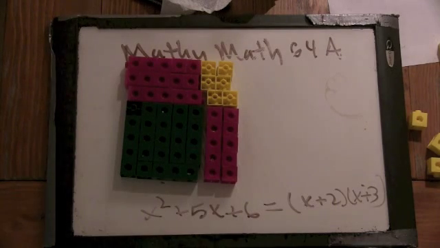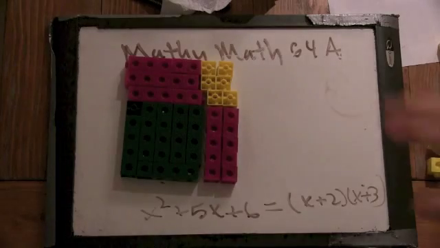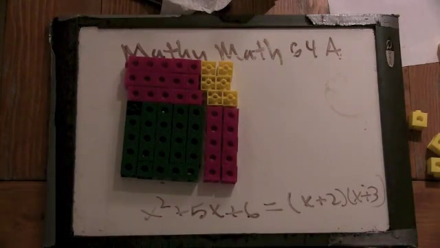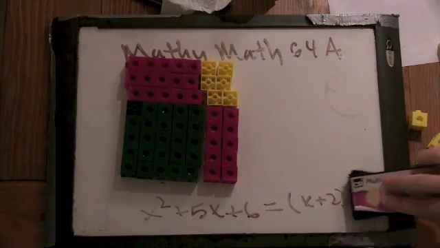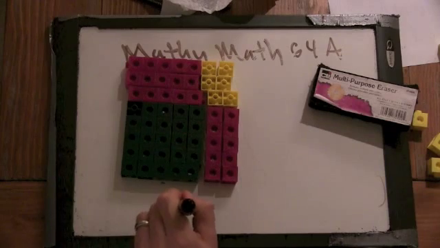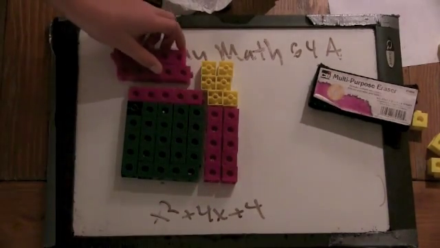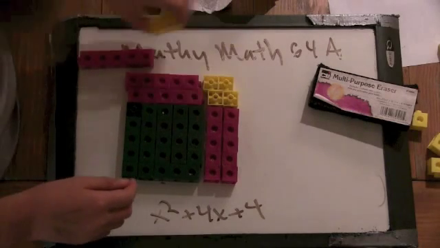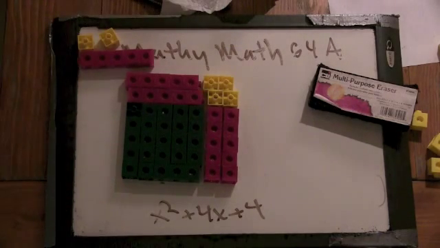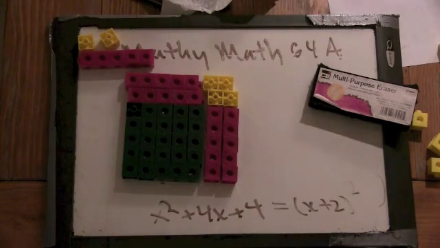And what do you think happens when this is a square, or the whole thing ends up being a square? Well, then you have a square, for example, x squared plus 4x plus 4. This would be this. And what does that factor into? It's x plus 2 squared. So that's interesting.